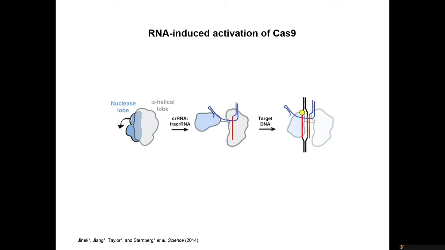So this flat structure now becomes a structure where there's two lobes and there's a central channel in between the two lobes. And then that's where the target DNA binds. So the structure only changes minorly from these two forms. And so this kind of gives us the idea that actually it's the RNA itself that's inducing the activity of Cas9. So without the RNA, it's just floating around. It could float around your genome and do nothing.